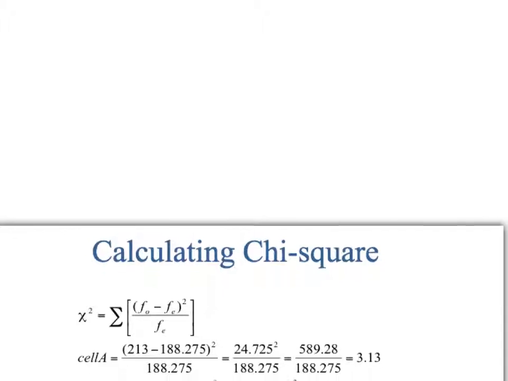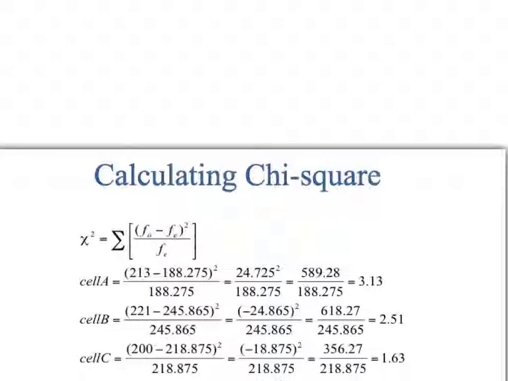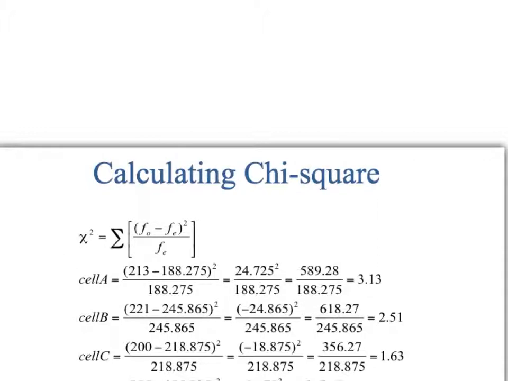And then we move on to cell B. And cell B, we have an observed frequency of 221. And then we have the expected frequency that we calculated. We're going to subtract and then square and divide it by the expected, and that's going to give us 2.51. And then if we move along to cell C, we do the same thing. We take our observed frequency, which is 200, we subtract the expected that we calculated previously, then we're going to square that, and then we divide by the expected, which gives us 1.63.